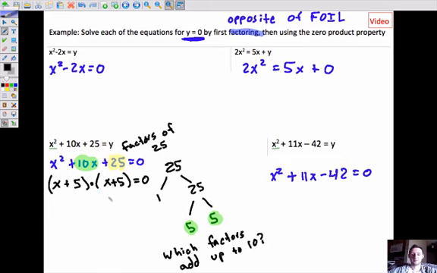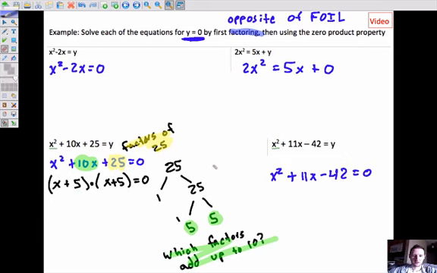Okay, that's factored form. I found my two factors based on the factors of 25 as part 1. And part 2, I looked for which factors add up to the coefficient of x. And I figured out that my factors were positive 5 and positive 5. And so that gave me this x plus 5 times x plus 5.